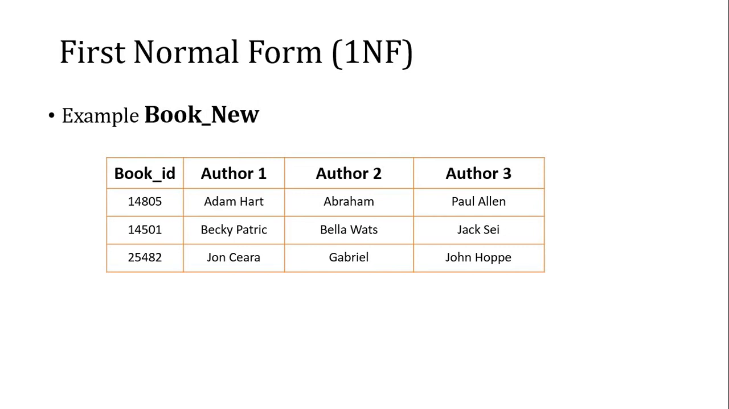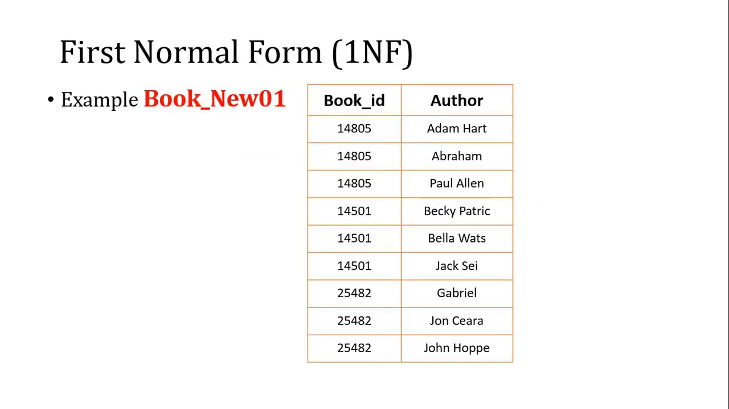So we make some easy policy for it. We create another table like book_new_01, because we have already created book_new, so we cannot create another table named book_new. So we give it the name book_new_01. The name is totally up to you. You can give any name, A, B, C, D, whatever you like. So here we insert only 2 columns, book ID and author.